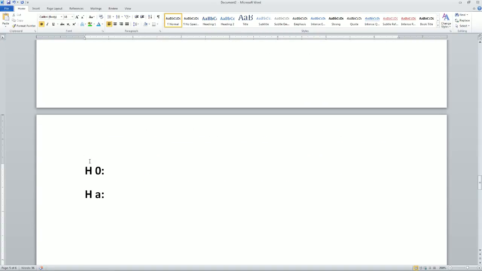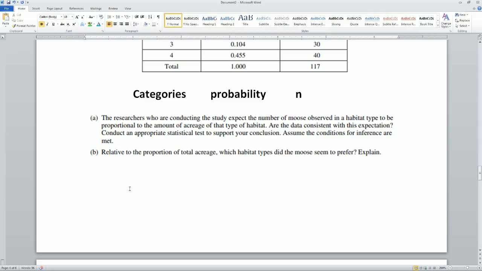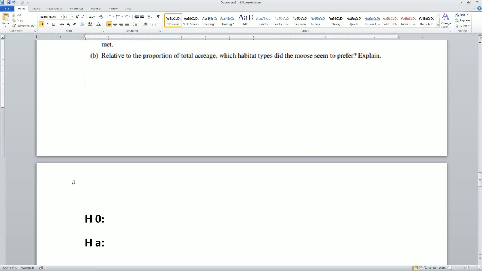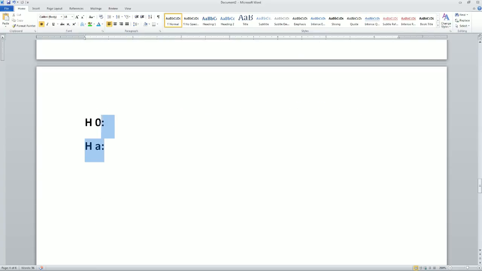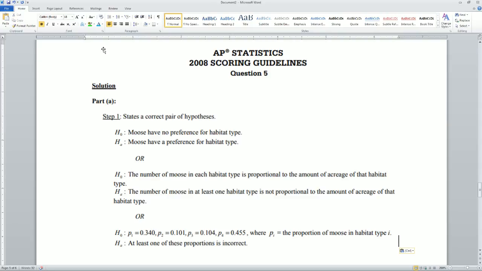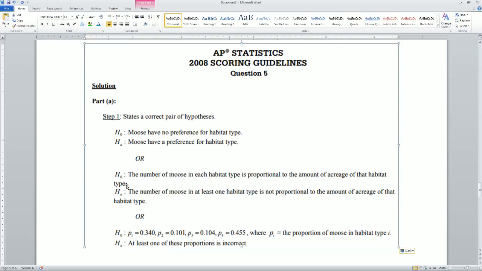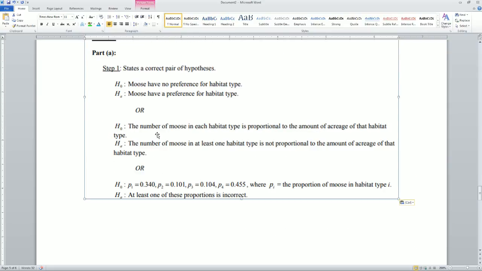So what do you think H naught is and what your HA is? H naught is moose observed in the habitat are proportional to the habitat area. And HA is it's not proportional. Good. That's what you said, right? You gave me the middle answer. Perfectly accepted.